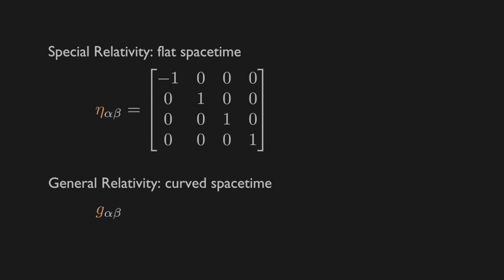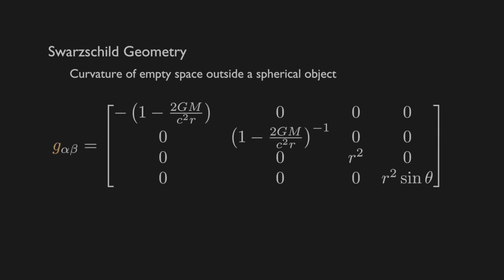Finding the metric for a certain physical system is very difficult. Luckily for us, this has been done long ago for those systems that are of interest to us. Specifically, we'll be using the Schwarzschild metric, which describes the curvature of empty space outside a spherical object. The metric looks like this in spherical coordinates, which is what we'll be using as well.